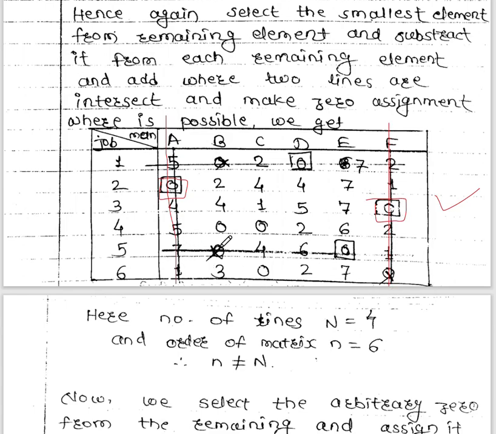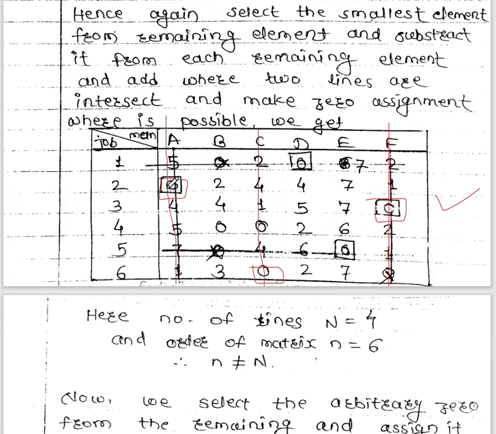In the fourth row there are two zeros, therefore we can skip these steps. In the fifth row there are two zeros, therefore we again skip these steps. In the sixth row there is one zero here. We can make a zero assignment here, okay, and we will cross this column. So in this way we will get the column assignment and row assignment.